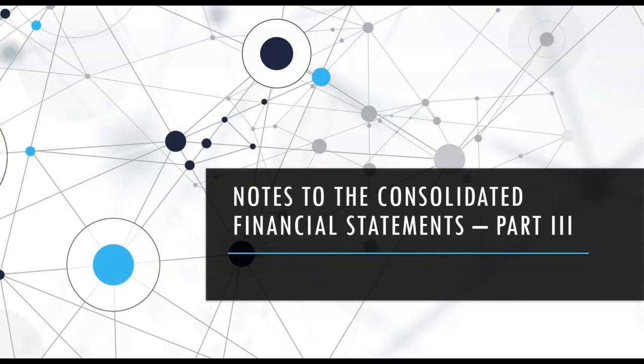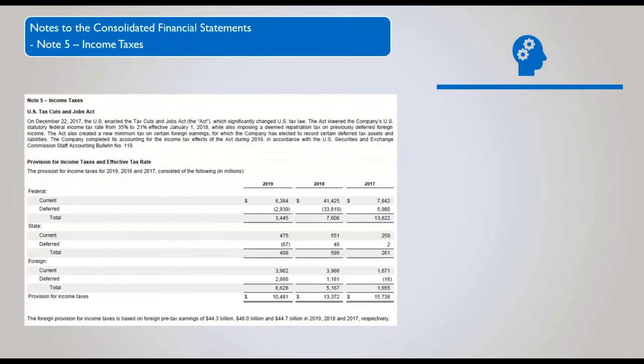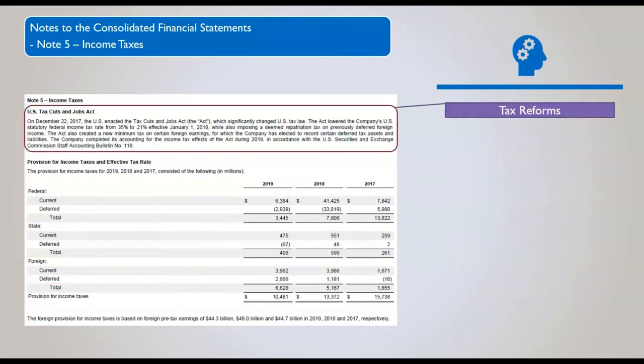Welcome back. In this lecture, we will go through the notes to the Consolidated Financial Statements, Part 3. We'll first start with Note 5, the income tax note. Here, we can see a paragraph which highlights the US Tax Cuts and Jobs Act. The key point on the slide is that tax reform has a direct impact on Apple's tax exposure and liabilities.